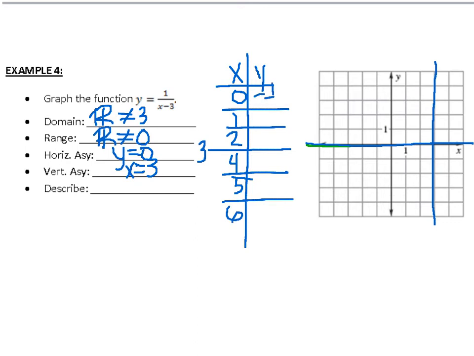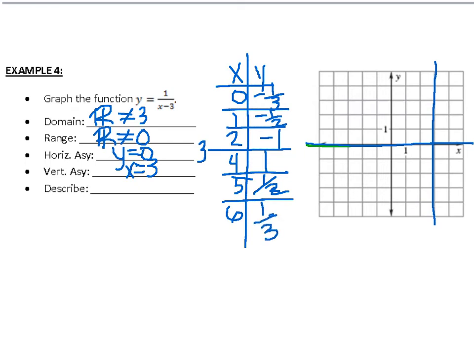For 0, I get negative 1/3. For 1, I get negative 1/2. For 2, I get negative 1. For 4, I get 1. For 5, I get 1/2. And for 6, I get 1/3.